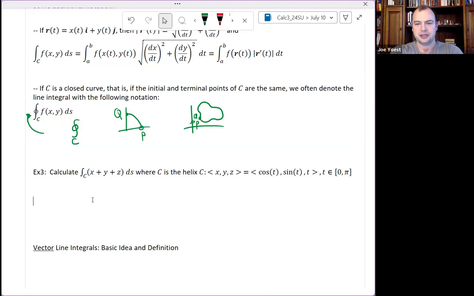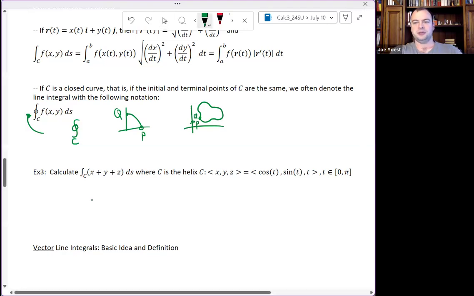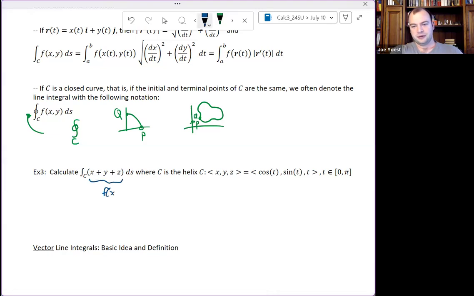Here C, a curve, is the helix (x, y, z) = (cos t, sin t, t). Note that we're integrating f of x, y, z. We're taking three variables as input, a point in space, and then yielding an output, maybe something like temperature at that point.